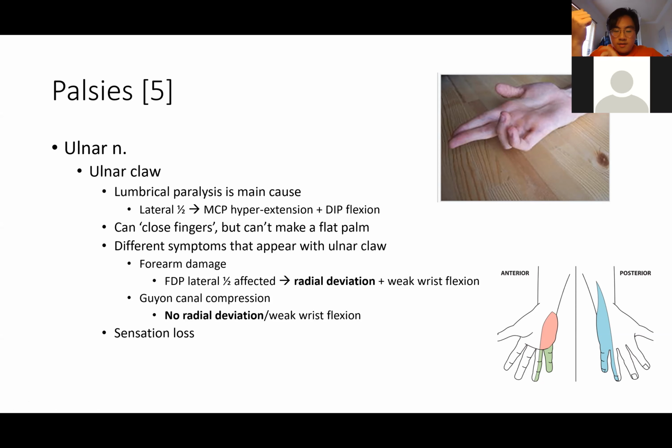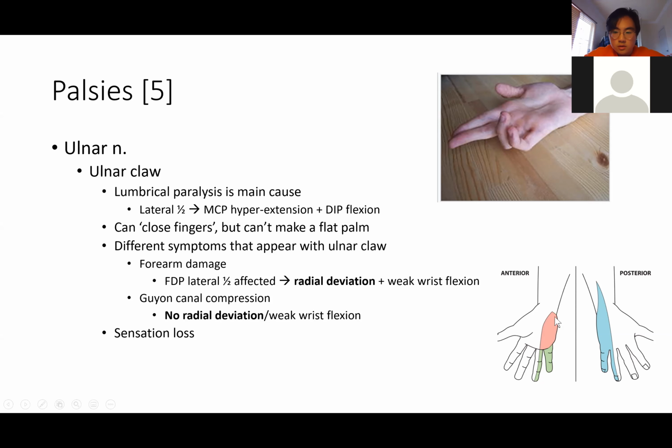So if the ulnar nerve's damaged, you can't deviate your hand. You don't have ulnar deviation, so you're going to have radial deviation, unopposed radial deviation. So it's the same mechanism as wrist drop over here. Whereas if you damage your ulnar nerve in the Guyon's canal, which is pretty much somewhere over here, right? You're not going to get radial deviation because your flexor carpi ulnaris isn't affected. But just remember, with both of these, you get ulnar claw because the medial lumbricals are affected.